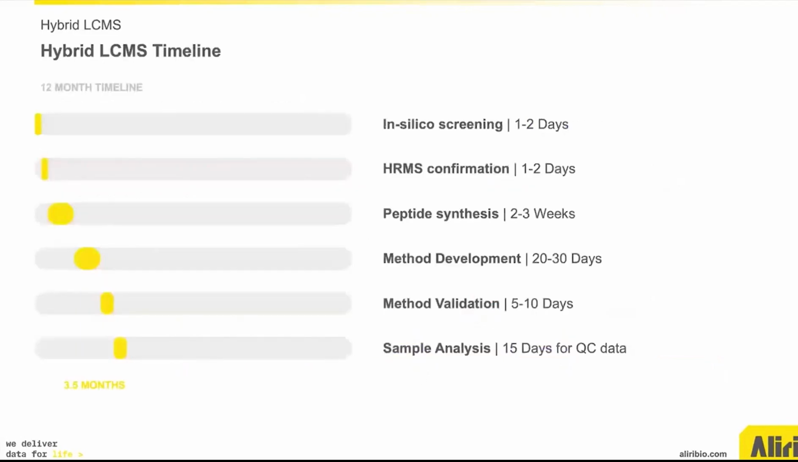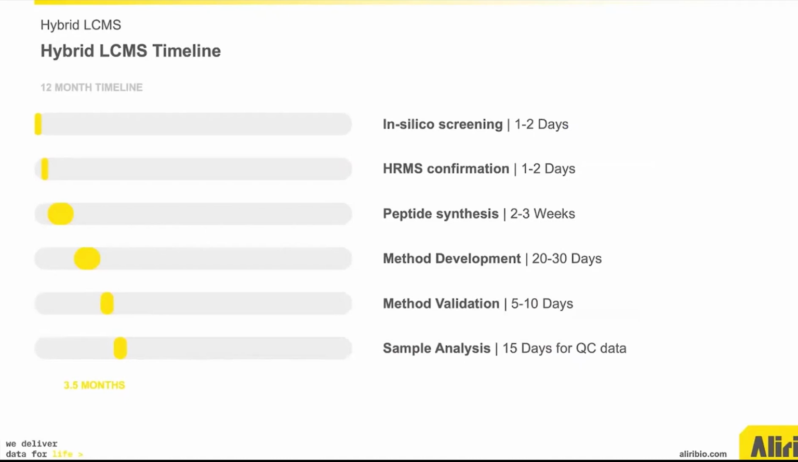The timeline for developing a hybrid LCMS assay is a little bit longer. The in silico screening and high-res mass spec confirmation are still happening, and you still have to wait for that peptide synthesis for creating the internal standard. The method development does increase by a little bit, and that's because you need to optimize now, in addition to everything going on with the digest, the capture, as well as if you need to release the antigen from the antibody to gain that extra little bit of cleanliness when you inject it on the LCMS.